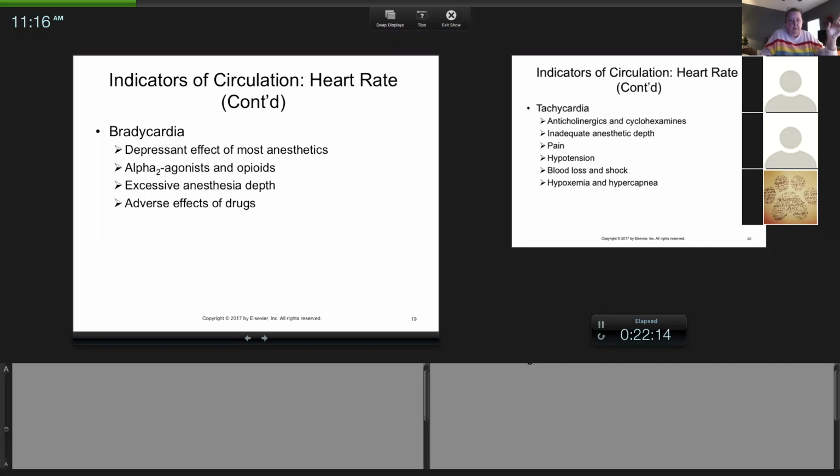Are they too deep? The other thing you should write on is adverse effects of drugs. Sometimes patients just have an adverse effect. You cannot predict that. But the other thing is hypothermia. Hypothermia will cause bradycardia because as the body gets cold, it goes into preservation mode. Things are going to slow down to preserve. And so the colder they are, the lower their heart rate.